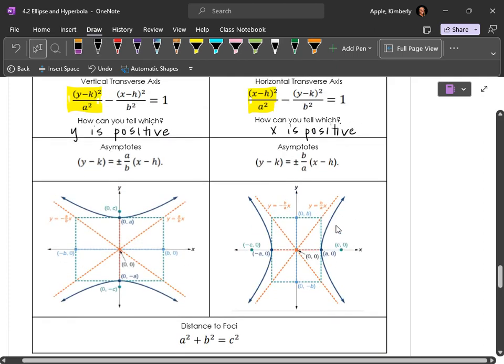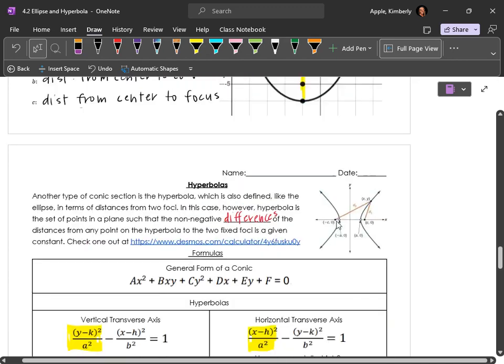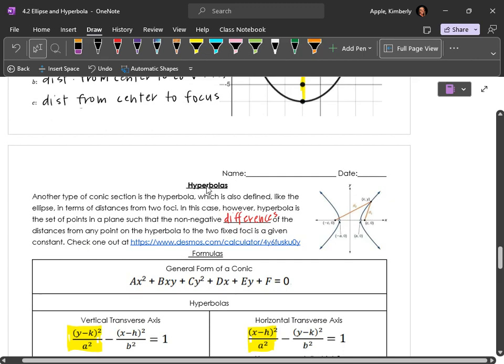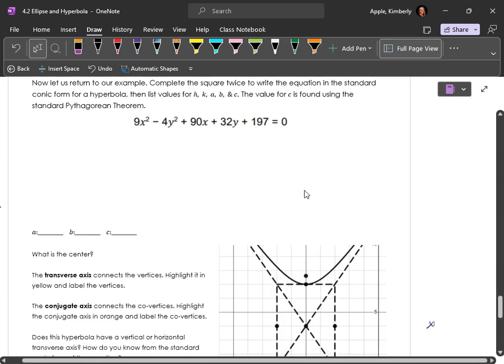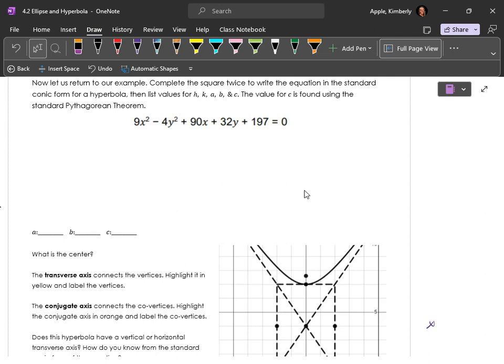Anyway, everything on the pages before this is for ellipses. And when you see the headline here, hyperbola, that is when we begin the hyperbola section. All right, now I'm going to give you another 3 or 4 minutes to find the standard conic form of a hyperbola.